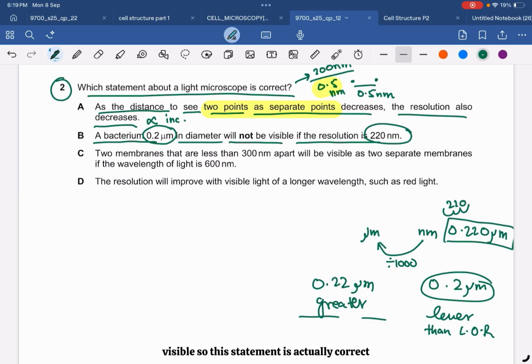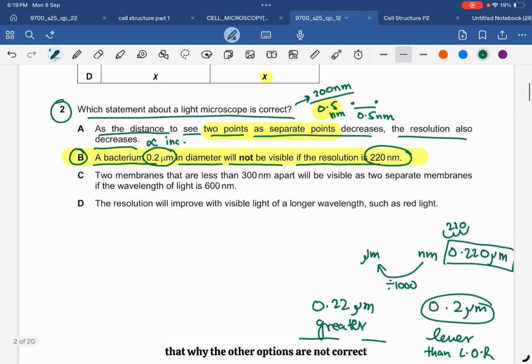So this statement is actually correct. So option B is our correct answer. But we will also see the other options as well, and why they are not correct.